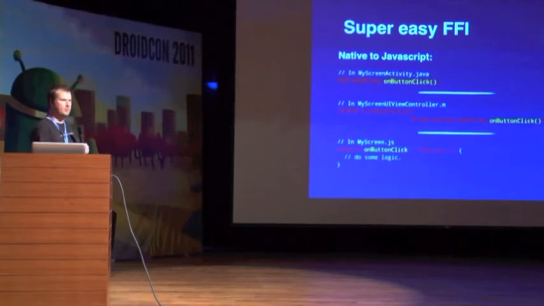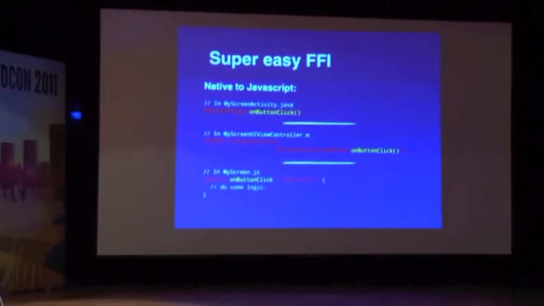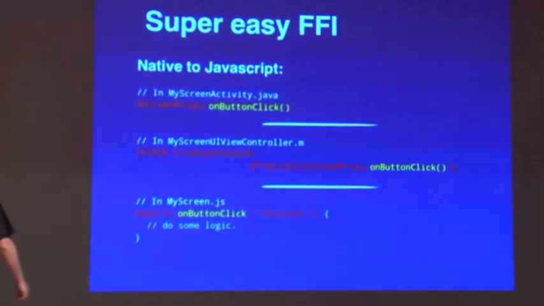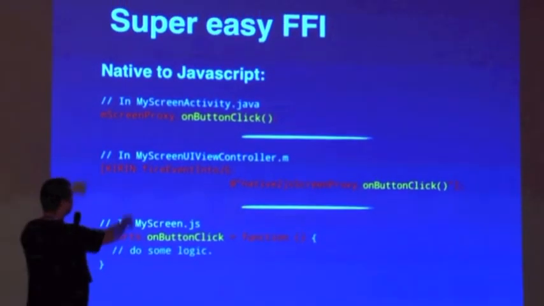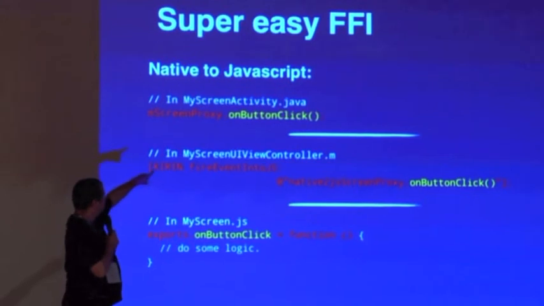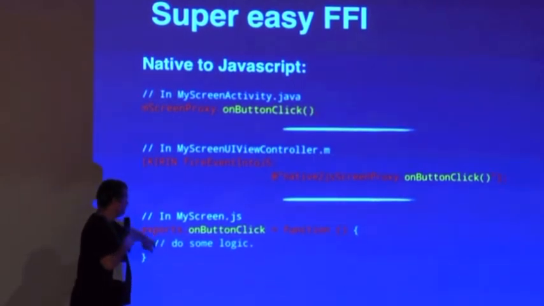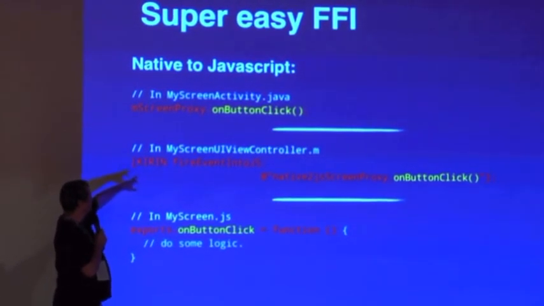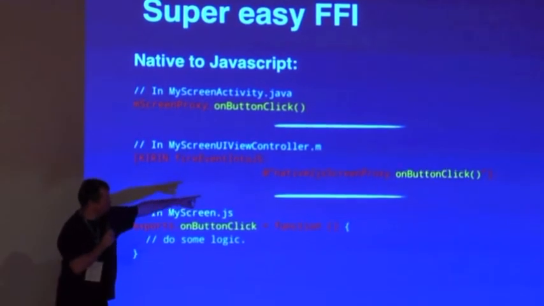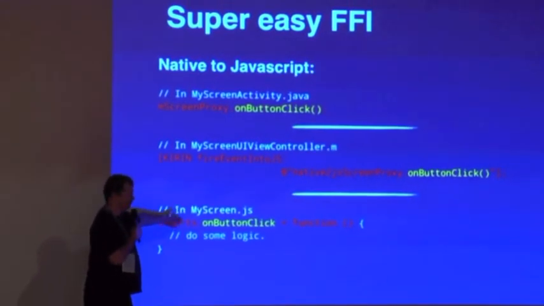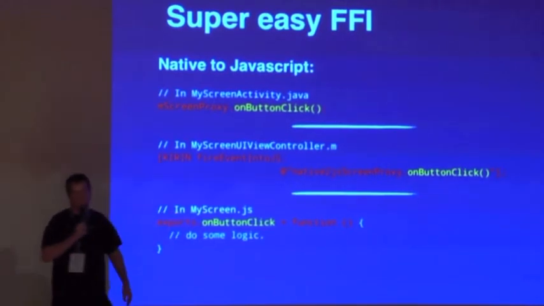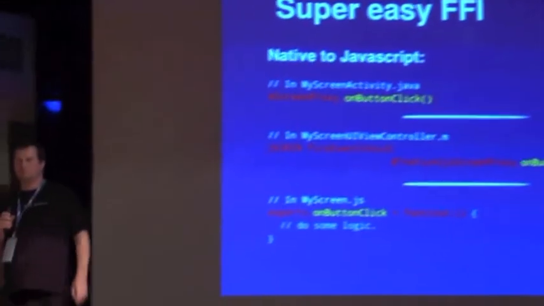So don't worry, guys. There's only two pages of code. This is one of them. Now, you don't have to read any of this. The only things that you're going to be interested in are the yellow text here. So in the Java, you call the screen proxy, on button click, and this ends up in JavaScript. And in the iOS screen controller, you call on button click, and guess what? It ends up in JavaScript. At the same place. Isn't that awesome? Next slide.